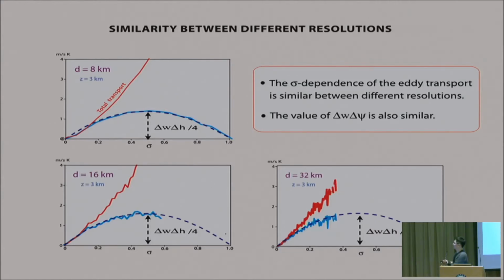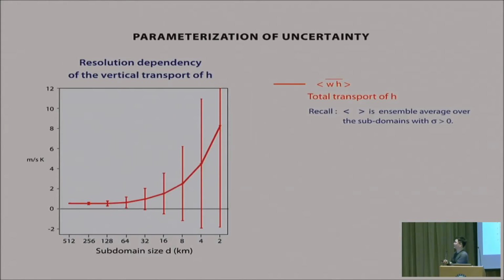So here we show that the sigma dependence of eddy transport is similar between different resolutions, and the value of sigma, which I didn't show, of the product here is also similar. The next thing I'd like to discuss a little bit about is the parameterization of uncertainty here. Because we previously think about the convection has a lot of randomness or a lot of its own variability. So we think that the parameterization of these subcritical processes should have a large variability too. But here we are looking at the similar plot with the grid scale total transport here. So you see that as the resolution gets higher and higher, the variability gets larger and larger.